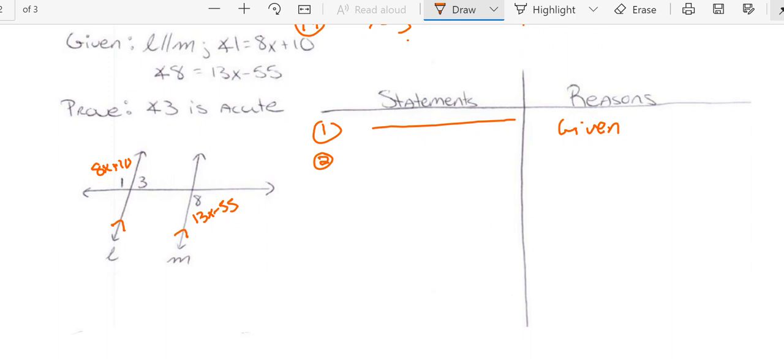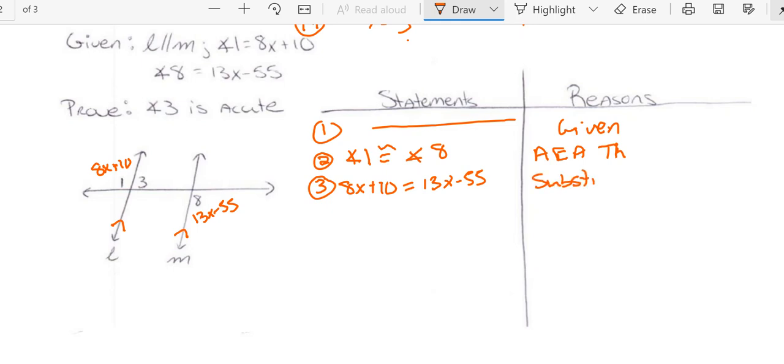So the angle pair here, these are alternate exteriors, so alternate exteriors are congruent. So we'll say angle 1 is congruent to angle 8. Alternate exterior angle theorem. Step 3, we'll substitute. Substitution property of equality.